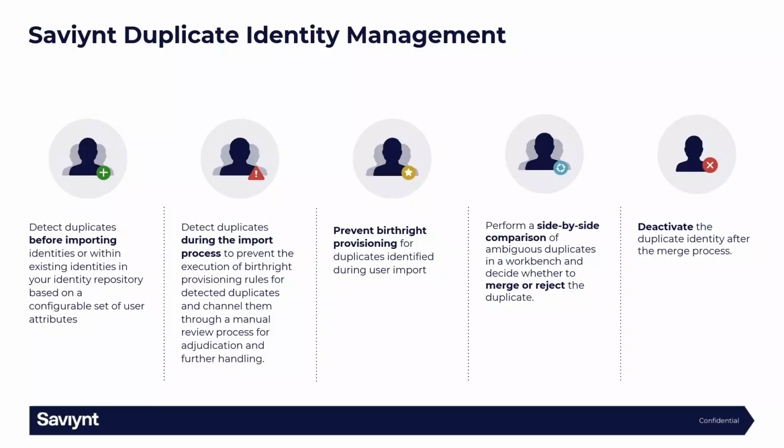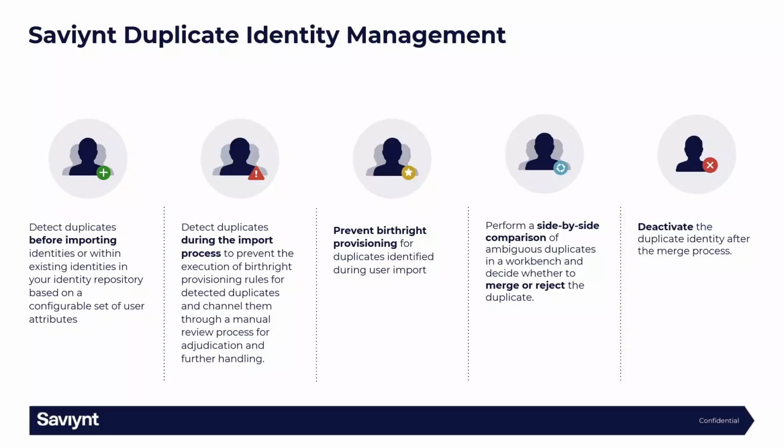Let's look at Savynt's duplicate identity management feature. It detects duplicates before importing identities or within existing identities in the user's identity repository based on a configurable set of user attributes such as name, date of birth, and city. Duplicate detection during the import process prevents the execution of birthright provisioning rules for detected duplicates.